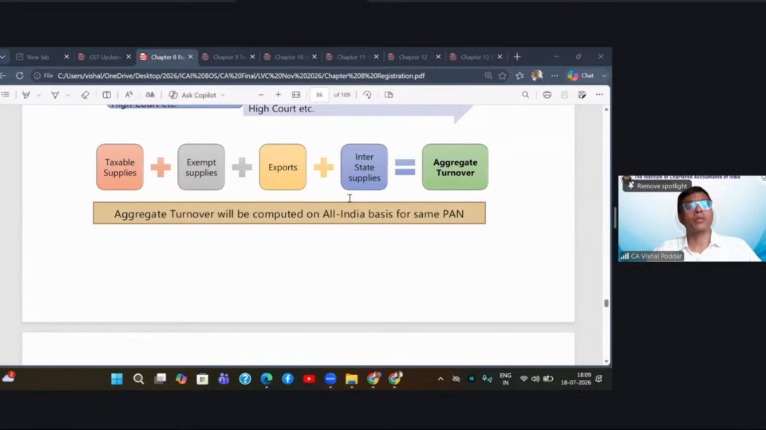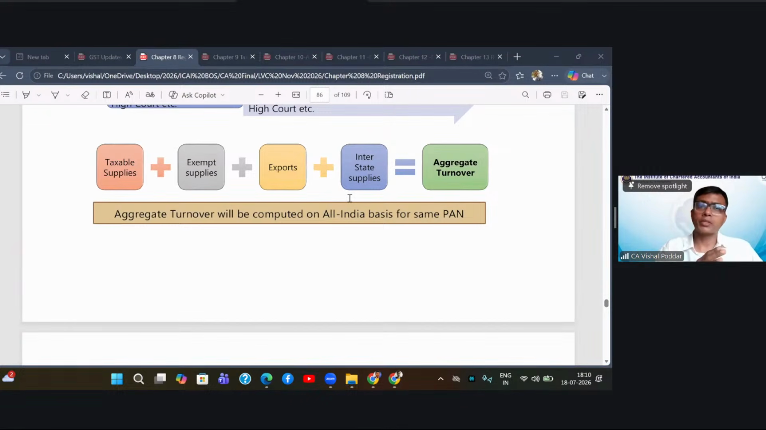Now, as we saw, you have to decide the registration under section 22 mainly on the basis of threshold, which is the aggregate turnover. Now, how to determine this aggregate turnover? For this, the simple answer is you have to add up all your outward supplies. I repeat, you have to add up all your outward supplies.